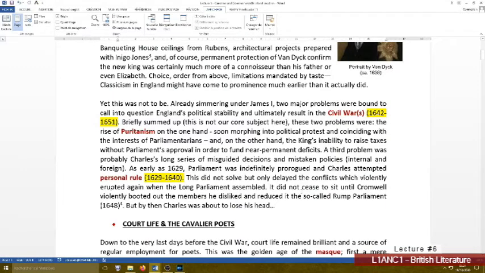Already simmering under James I, two major problems were bound to call into question England's political stability and ultimately result in the civil wars, because there were, I'm using the plural because there were several stages in the conflict between 1642 and 1651. Briefly summed up, this is not our core subject here. These two problems were the rise of Puritanism on the one hand, soon morphing into political protest and coinciding with the interests of parliamentarians, and on the other hand, the king's inability to raise taxes without Parliament's approval in order to fund near permanent deficits.